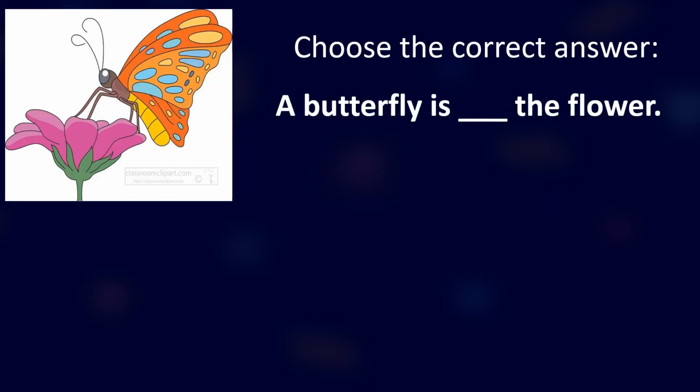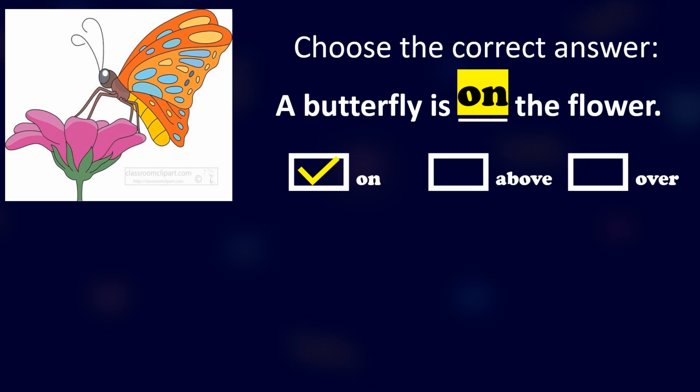Now: a butterfly is dash the flower. Where is the butterfly? Yes, it's on the flower. On, because the legs of the butterfly are touching the flower. That's why it's on the flower.